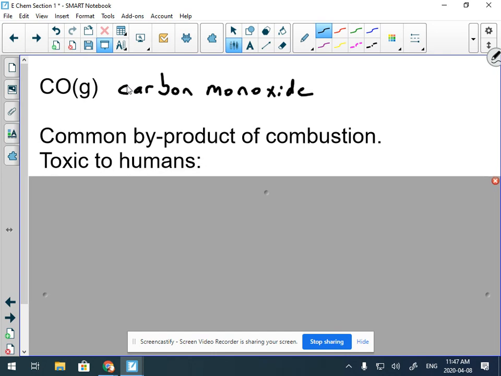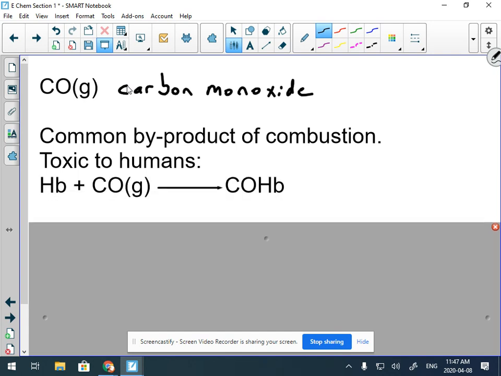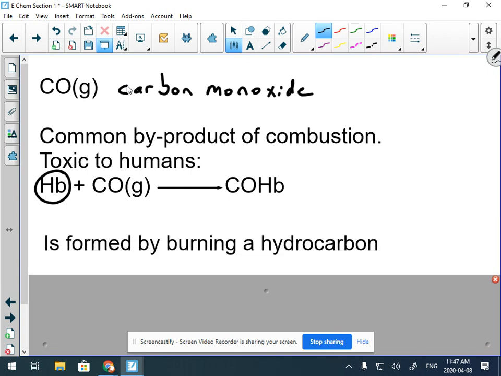Carbon monoxide is a product of combustion. It's a byproduct. It's toxic to humans. It actually kills us. When carbon monoxide binds to hemoglobin, so that's what this Hb is, hemoglobin. Hemoglobin is this iron compound within red blood cells that attaches to oxygen. But carbon monoxide just binds more readily to hemoglobin, and it's super deadly.